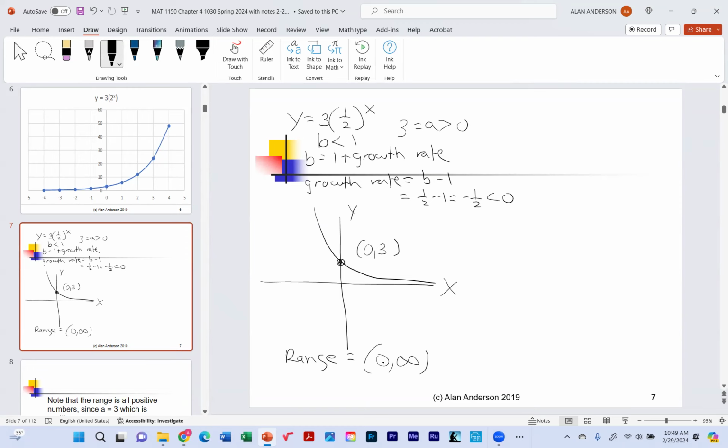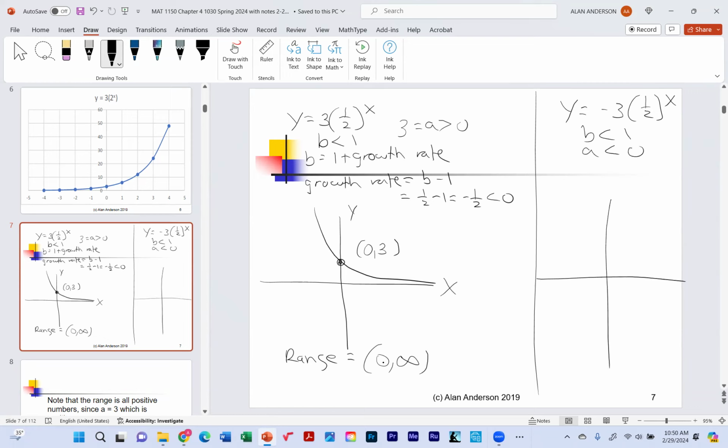And then what I'm going to do is show you one more case. Y is negative 3 times 1/2 to the x. B is less than 1. A is less than 0. So what are we going to get now? Oh, and don't forget the domain is always positive to negative infinity.